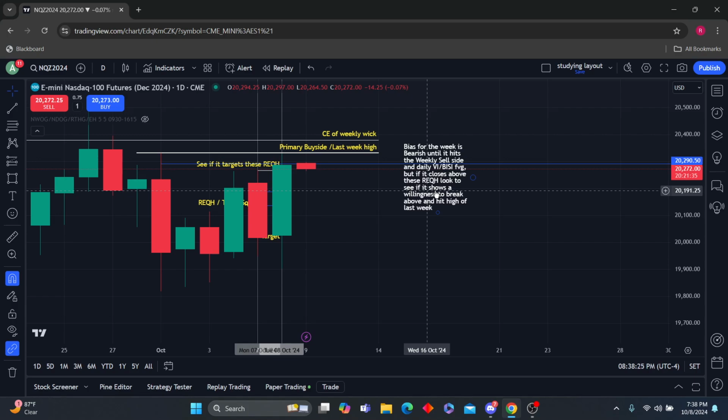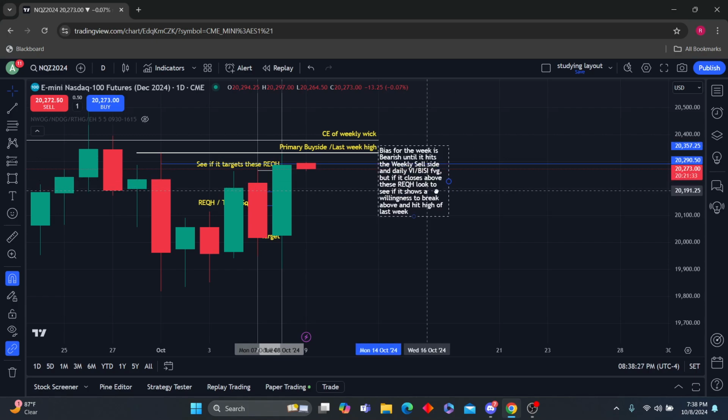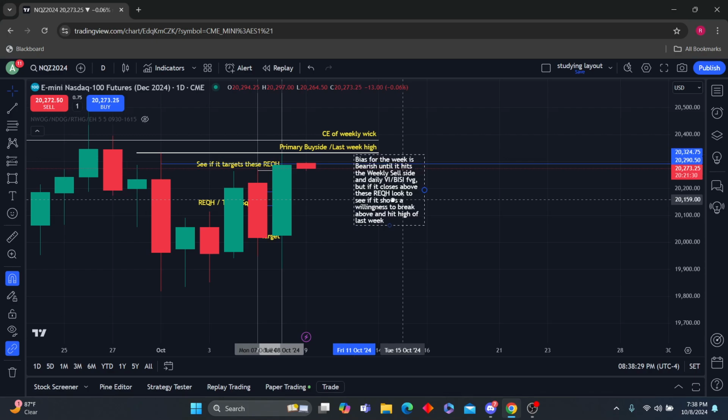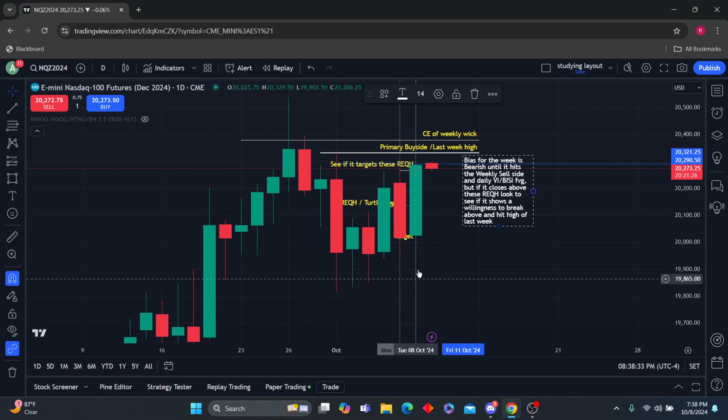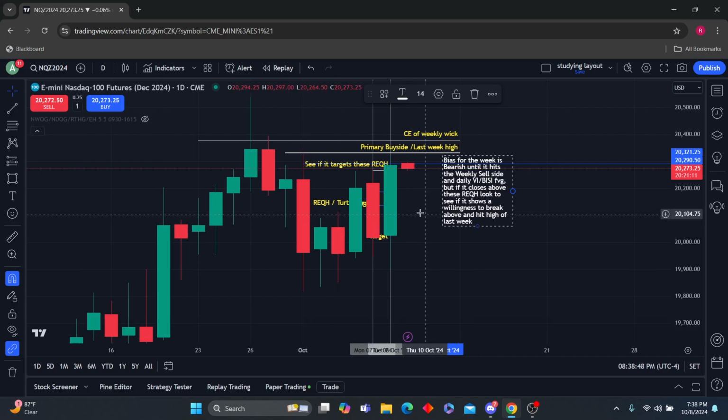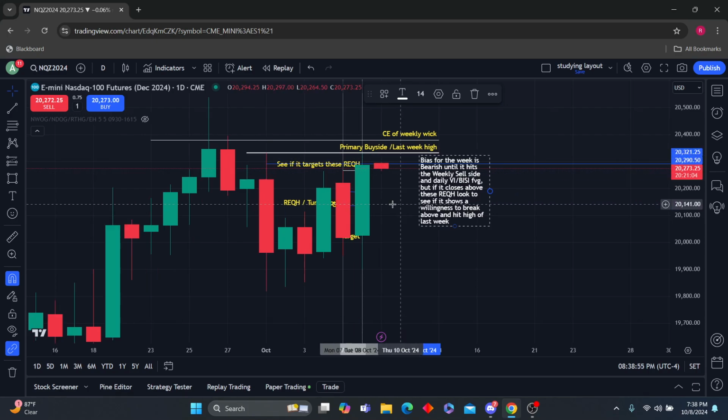My bias for the week was sell side bearish until it hits the weekly sell side. So it did hit the weekly sell side and volume imbalance, and then it closed above these relatively equal highs. So I was bearish for the day, but I had to obviously change it because it started going for these highs.